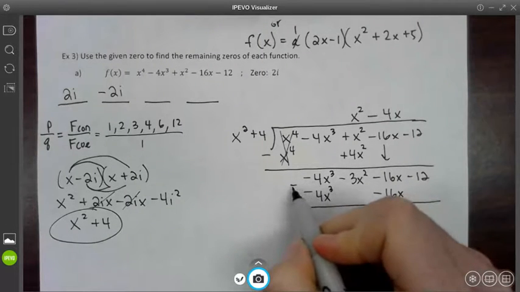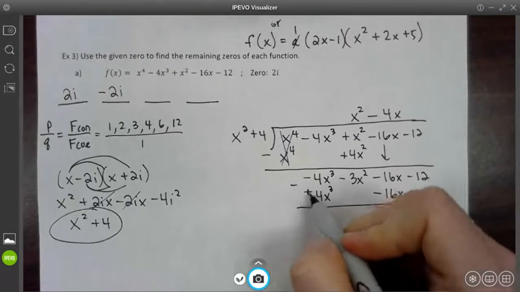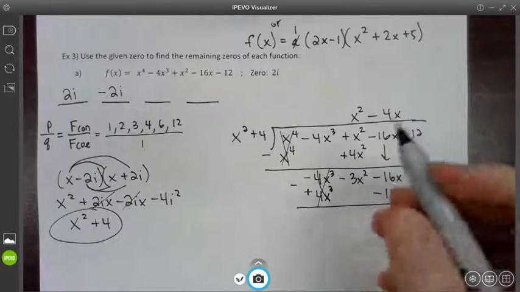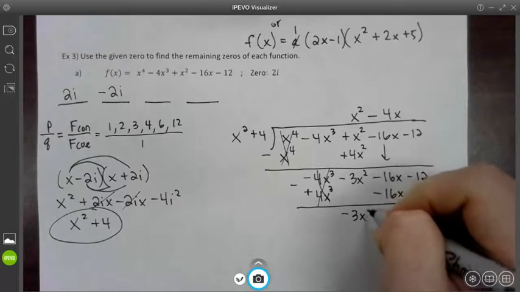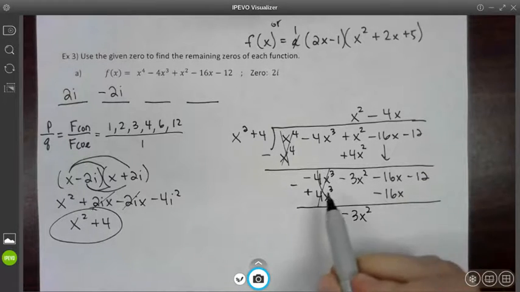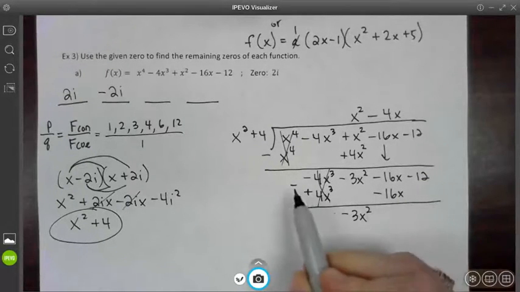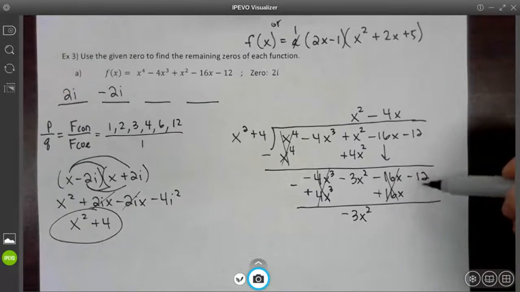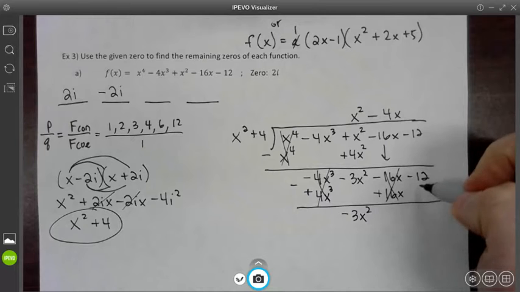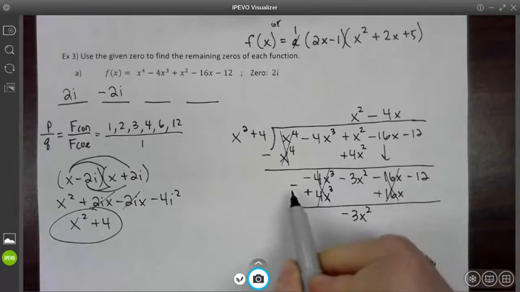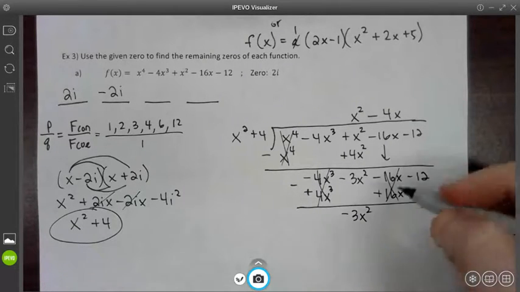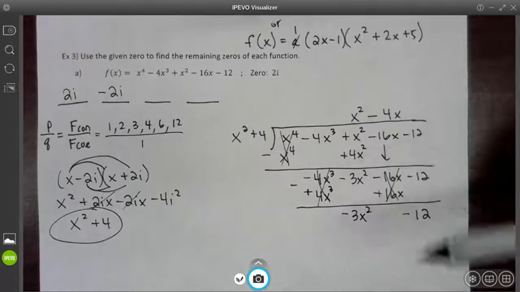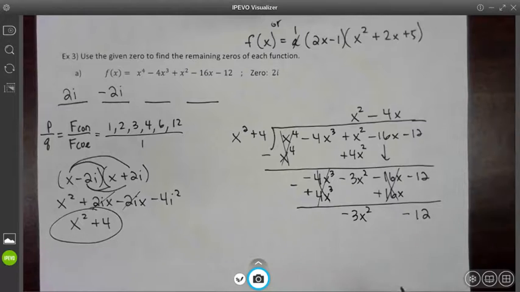Negative 4x to the 3rd, subtract negative 4x to the 3rd, that turns to a plus, they cancel. Negative 3x squared minus nothing is going to be negative 3x squared. Negative 16x, subtract negative 16x, a minus turns to a positive, and then they cancel. All right, and then we bring down, we don't bring down. Negative 12, subtract nothing is negative 12. All right, there's nothing left to bring down, so we do it one more time. All right, what do we got?